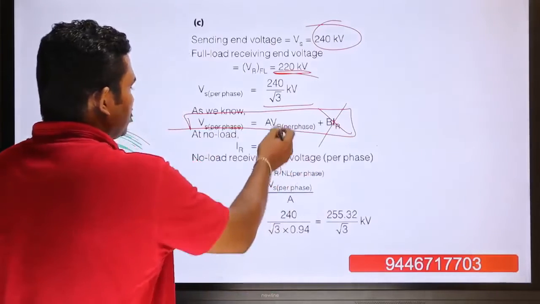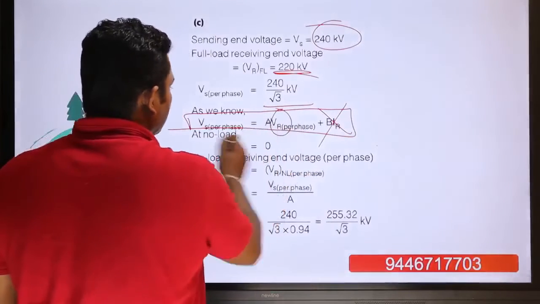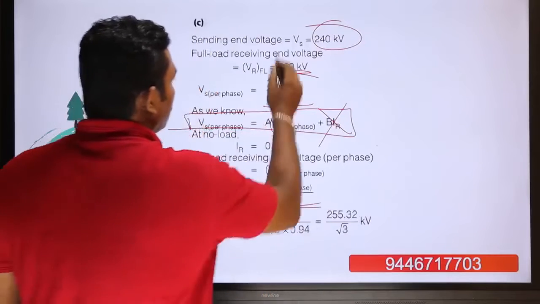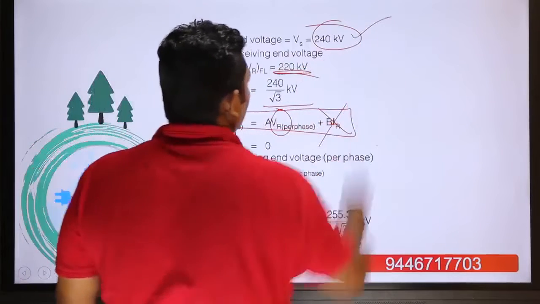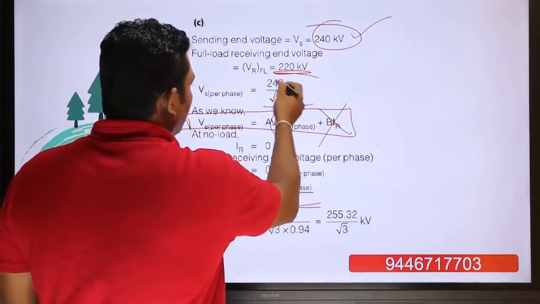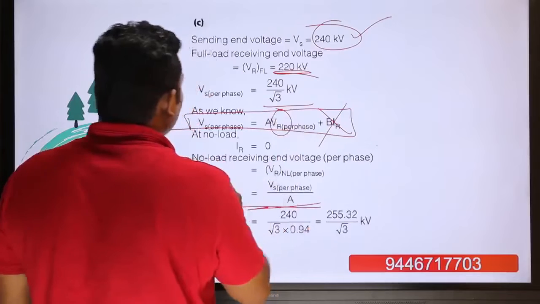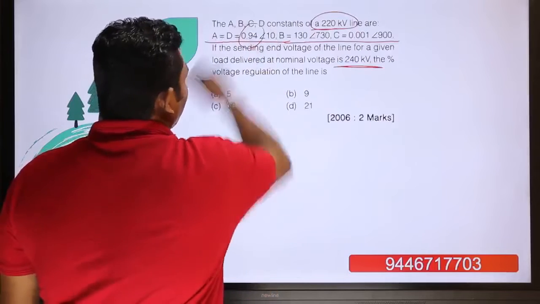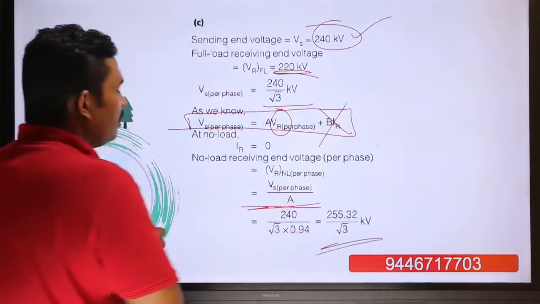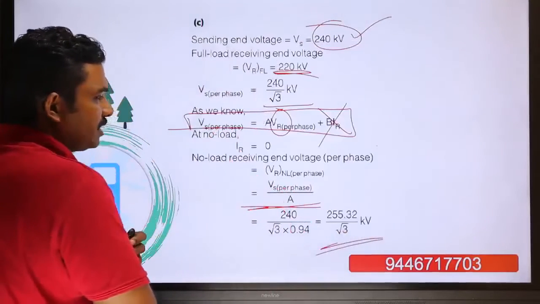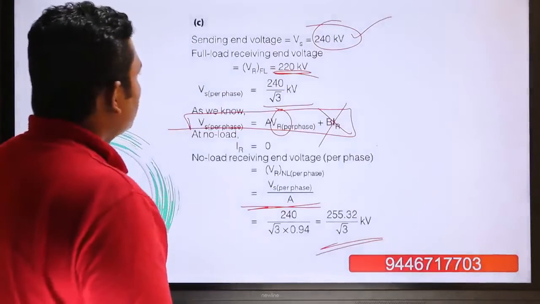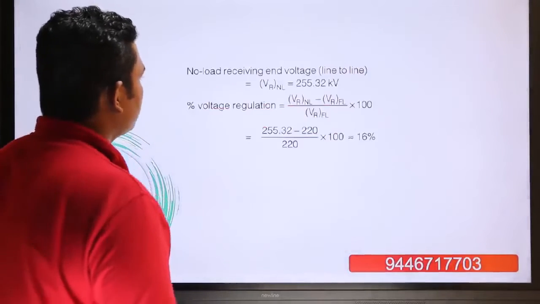So that means what is VR? VR is equal to VS divided by A. What is the nominal VS? Nominal VS is equal to 240 kV. So it is 240 divided by root 3 into A. What is A? A is equal to 0.94. So substituting the value of A, we will get the no load receiving end voltage as 255.32 divided by root 3. So we will have to find out the voltage regulation of the system.